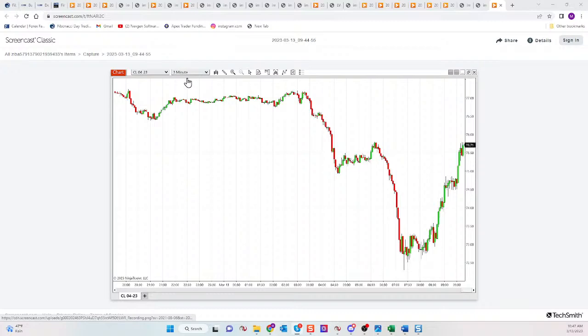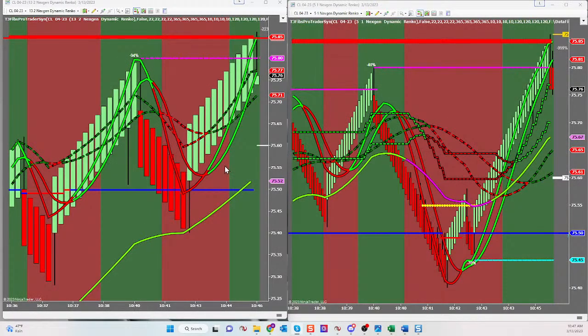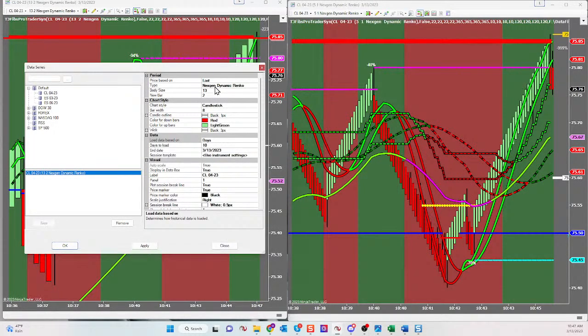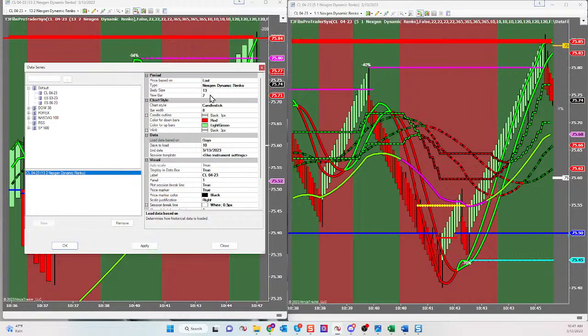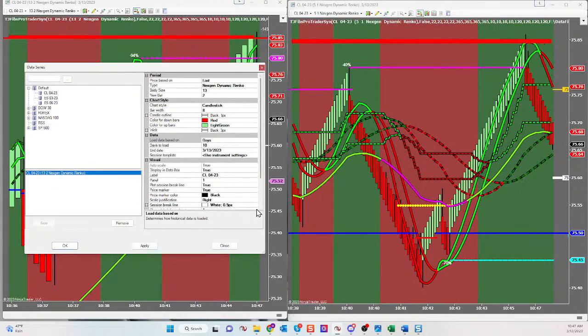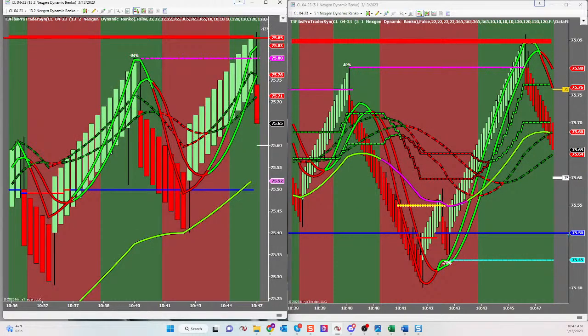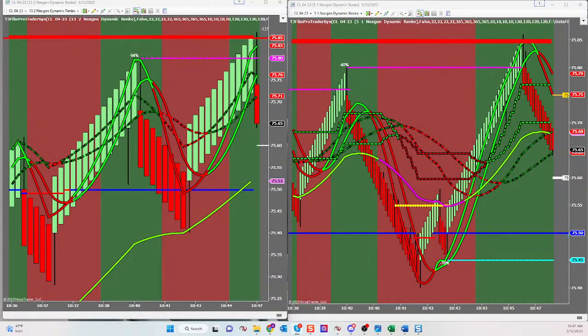Zeba, you see it? 3-minute. You're going to want to right click, get to your data series, and make sure it's Nexgen Dynamic Renko 13.2 or 5-1, whichever chart you needed. That'll work. Awesome.